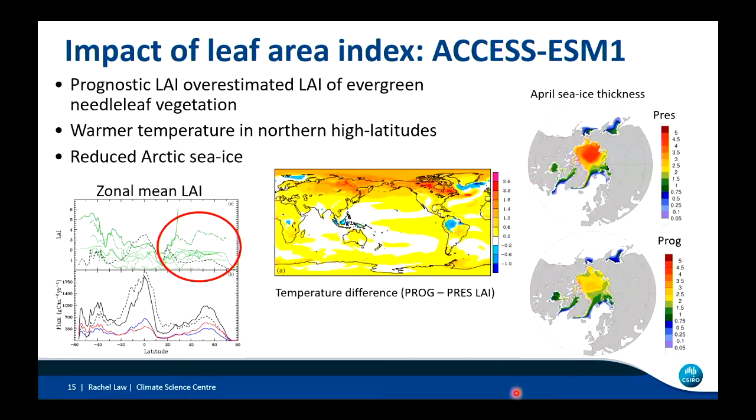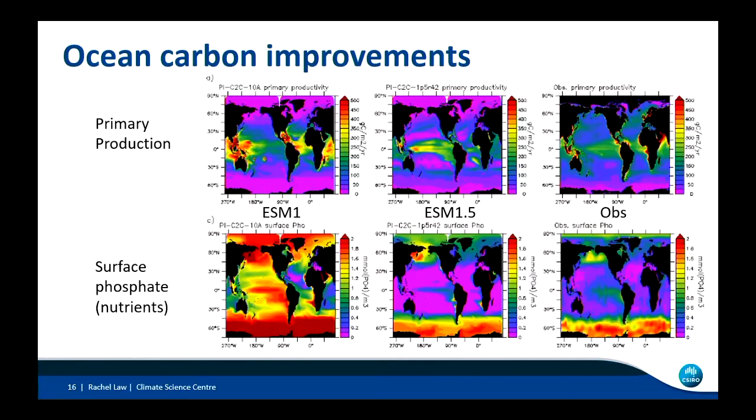And it's something that we have endeavoured to fix in our current version of the ESM, to reduce these leaf area indexes that had got too high and were having this warming impact. Again, an example about using the control run to test different configurations or different parameter sets in a model.